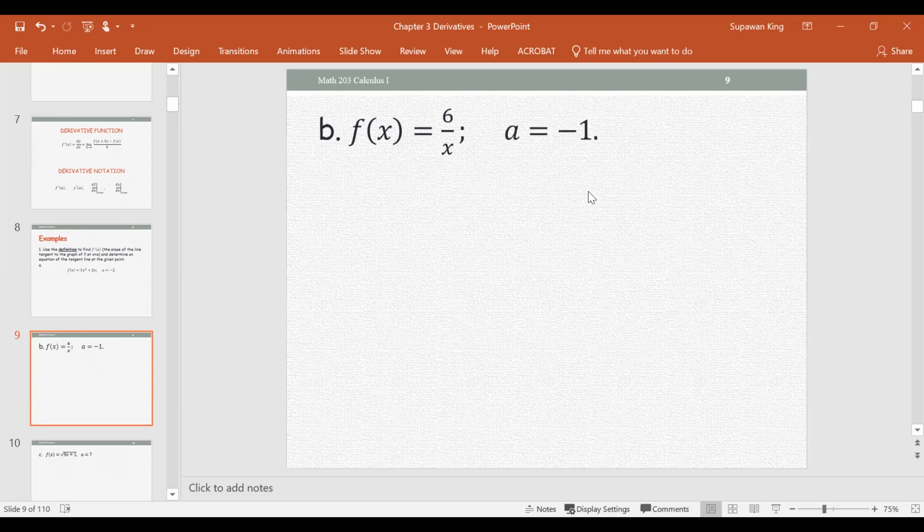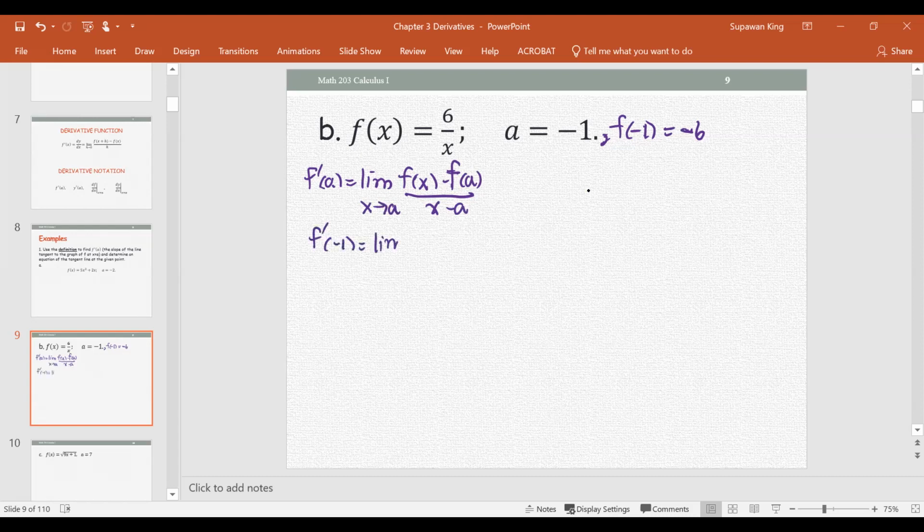f of x equals 6 over x for part b, and a equals -1. We're going to need f at a, which is f at -1, to give us -6. By the definition, f prime at a equals the limit of f of x minus f at a divided by x minus a as x approaches a. In our case, a is -1. Replace it into the limit definition.